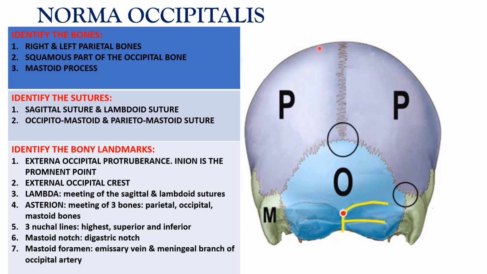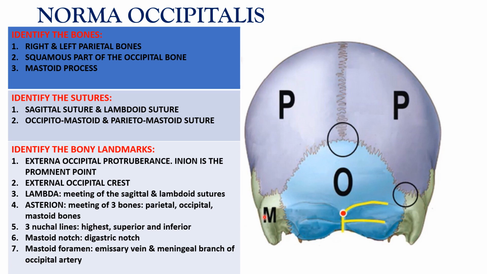So again, we'll look at the normal occipitalis. That's another angle, another view, that's viewing the skull from the back. It's called the normal occipitalis. Okay, so as the routine, we'll look at the bones. So this is the parietal bone, there's the parietal bone, all right, this is the occipital bone. Now there's another bone we are introducing. This is the mastoid bone: parietal bone, occipital bone, mastoid bone.